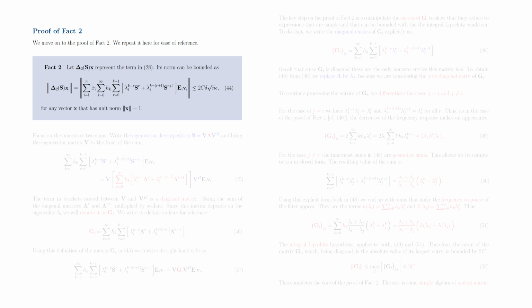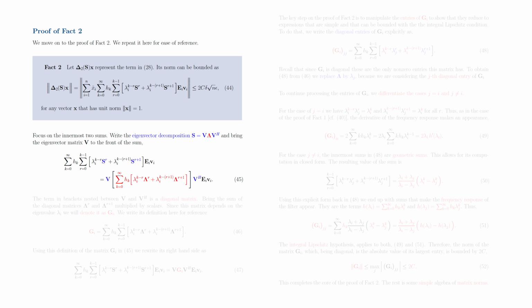In the definition of delta 2 of S, we have, as we had in the definition of delta 1 of S, three sums. One over index r representing powers of S, one over index k representing filter coefficients h_k, and another one over index i representing graph Fourier transform entries. We begin the proof of fact 2 with a focus on the innermost two sums.